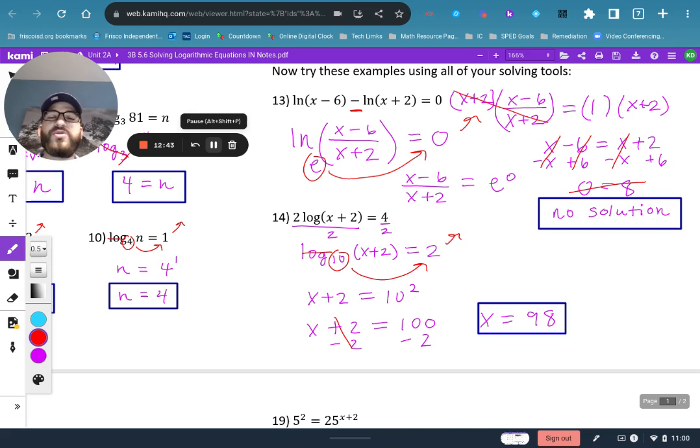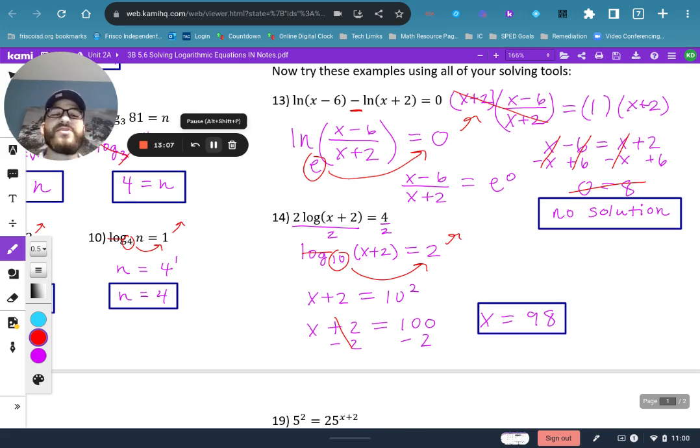14, a little bit more straightforward. We have 2 log of x plus 2 is equal to 4. So I can actually divide by that 2 first. The big thing to keep in mind, though, is that I don't divide the inside of the log. The inside of the log is like any square root or parentheses. We don't mess with it. It's kind of protected. So dividing both sides by 2, we get log base 10 of x plus 2 is equal to 2. Using my hook method, the log goes away. It becomes 10 squared over on the right.